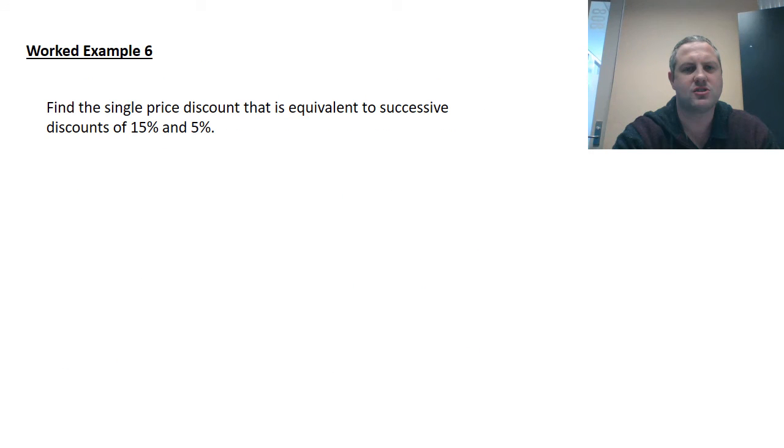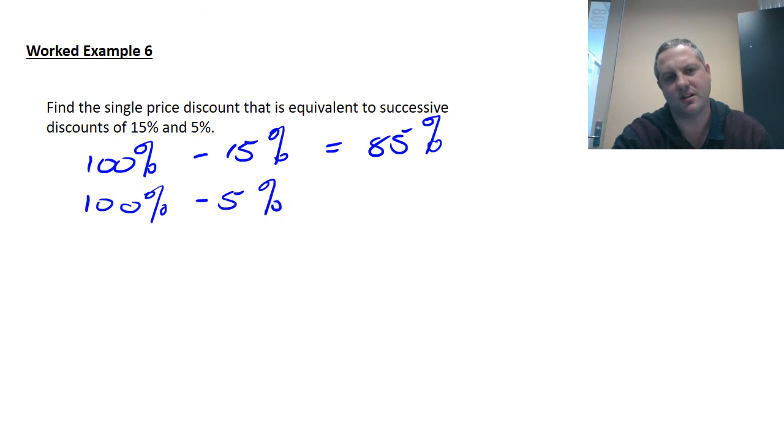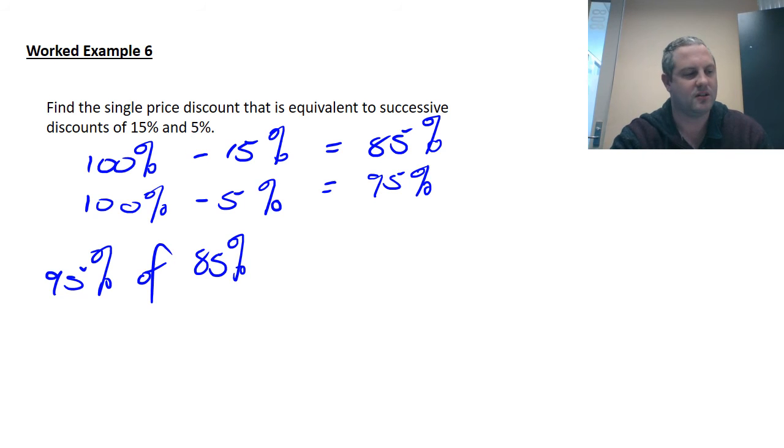Worked example 6 is about finding equivalents to successive discounts. It says: find the single price discount that is equivalent to successive discounts of 15% and 5%. To do this, we take 100% and take away that 15%, leaving us with 85%. We do the same with the 5%: 100% minus 5% leaves you with 95%. From here, all we're going to do is find 95% of 85%, because we're taking 95% of this one here.